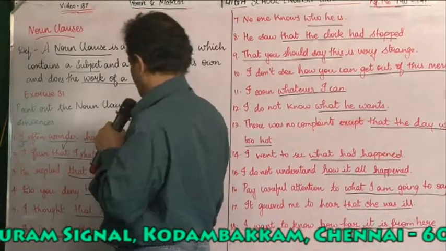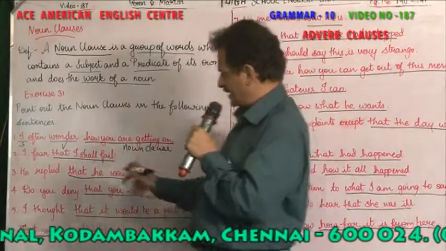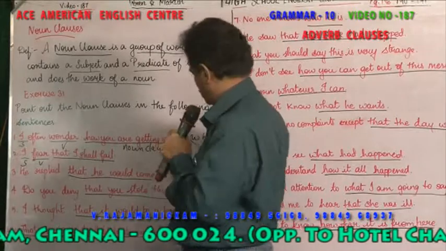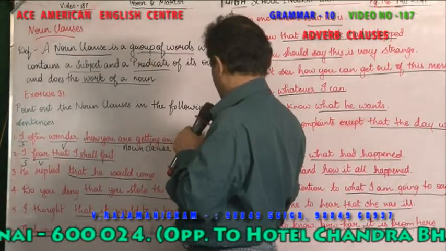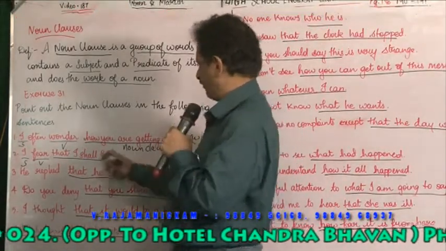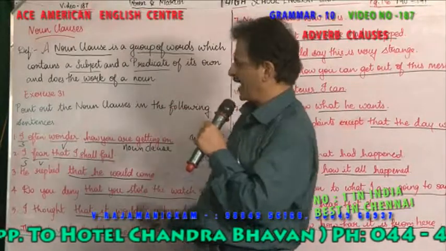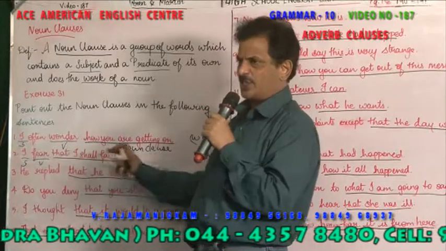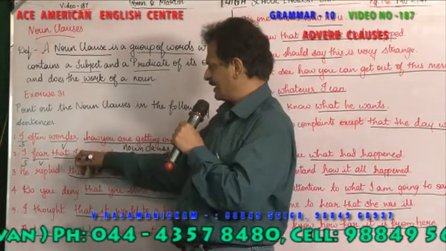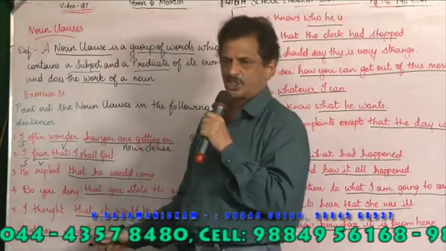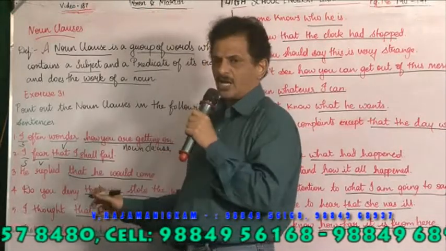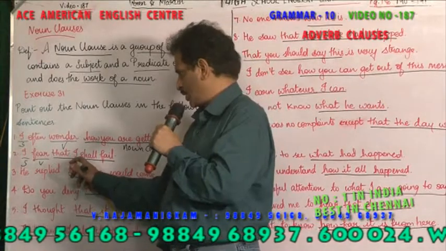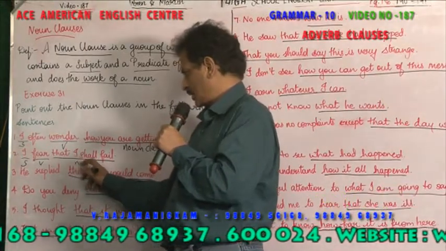I fear that I shall fail. I is the subject. Fear is the verb. Fear what? You ask a question, what? The answer you get is that I shall fail. That I shall fail is the object of the verb fear. And it comes in a sentence where it has a subject and a predicate: I is the subject, shall fail is the predicate. So this is a clause, and what clause is that? This object does the function of a noun, so it is called a noun clause.